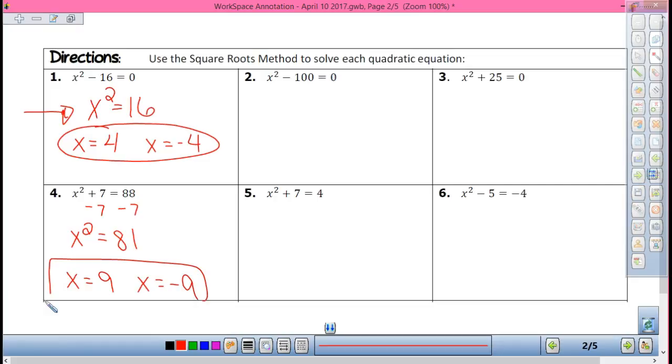All right, take a look at number 5. What do we do? Trey, what do we do? If you're not going to pay attention, you got to put that away.